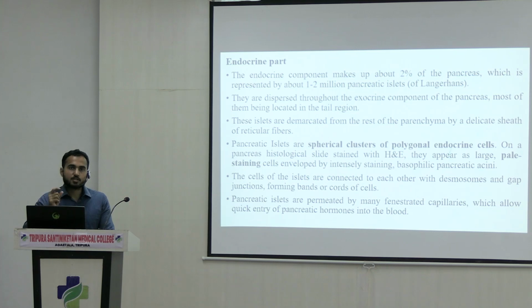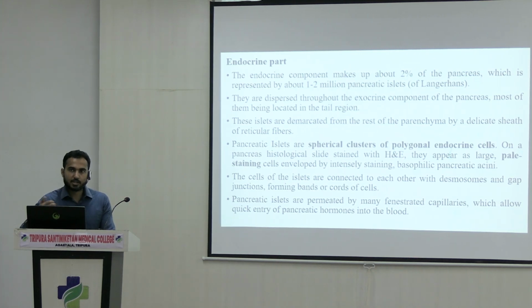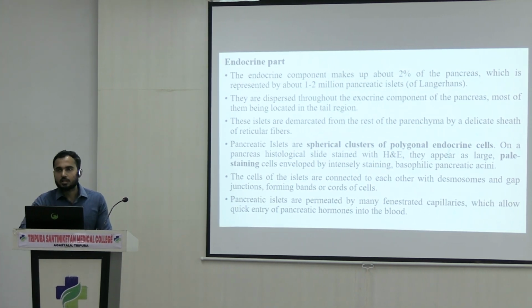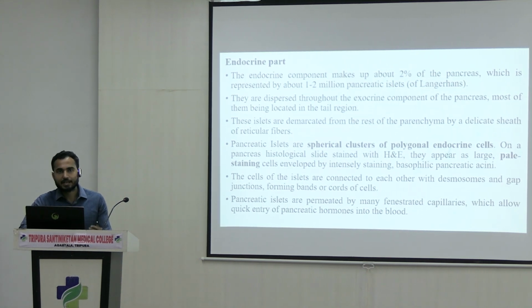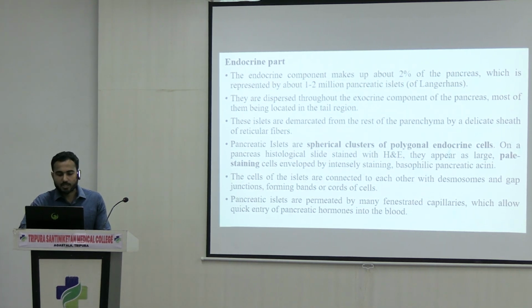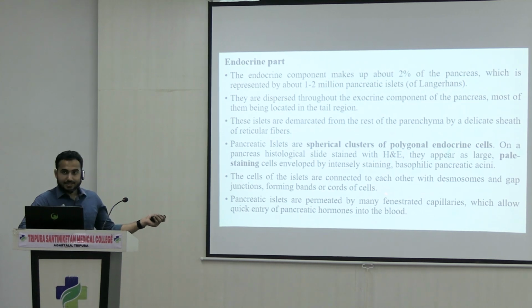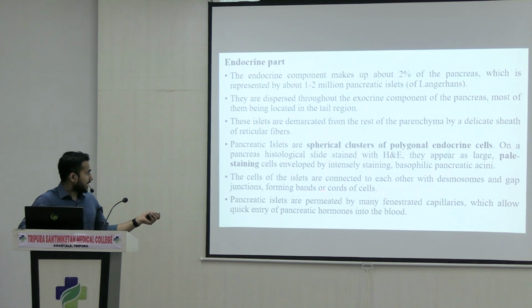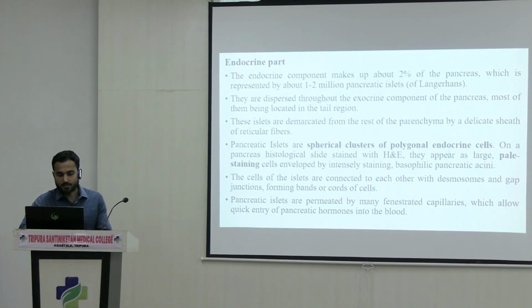Now, different types of cells are present in the islets. I am coming into that. The cells which are present in the islets are attached to each other by desmosomes and gap junctions. As a result, they form bands or cords of cells. The cells are connected to each other by desmosomes and gap junctions, forming the bands or cords of the cells.